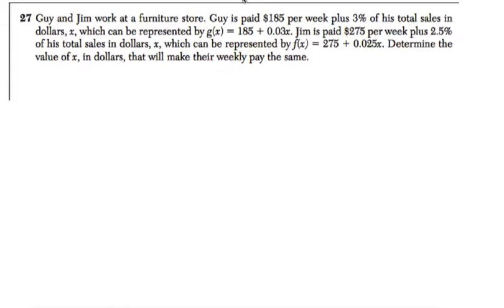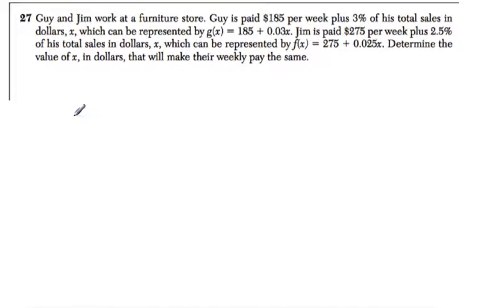Hello everyone. For number 27, it says Guy and Jim work at a furniture store. They give us two equations, or two functions. G of x for Guy, how much he makes based off x dollars worth of sales, and how much Jim makes for x dollars worth of sales each week. And it wants to know, determine the value of x in dollars that will make their weekly pay the same.